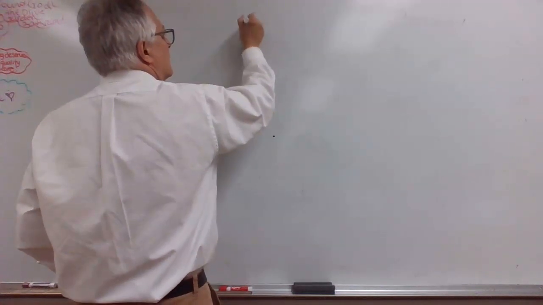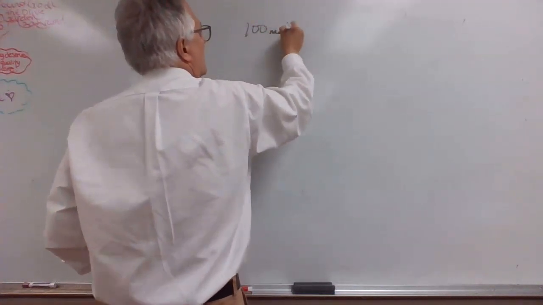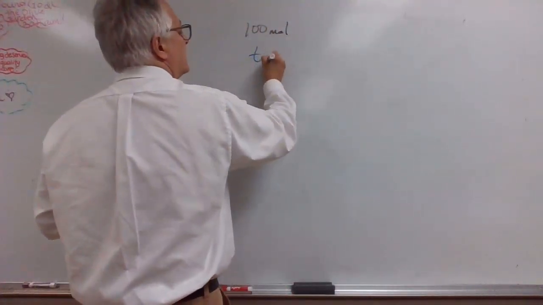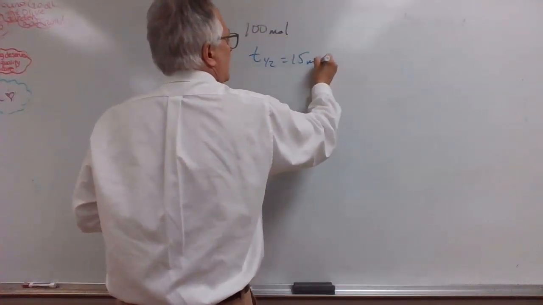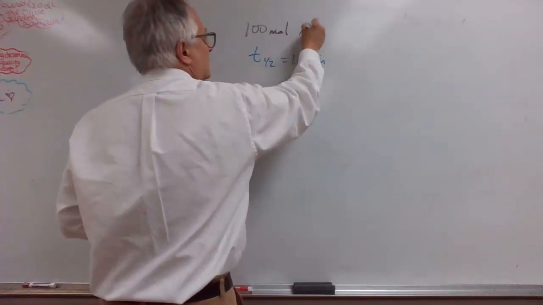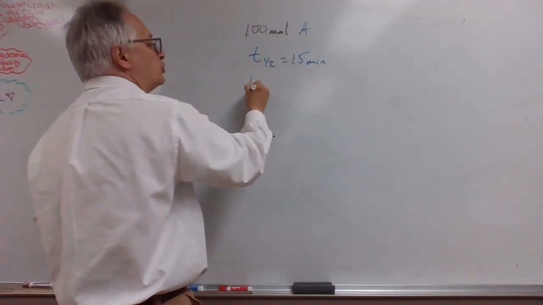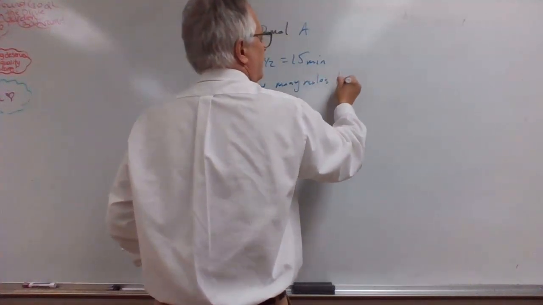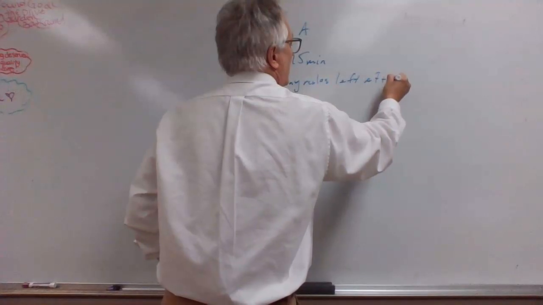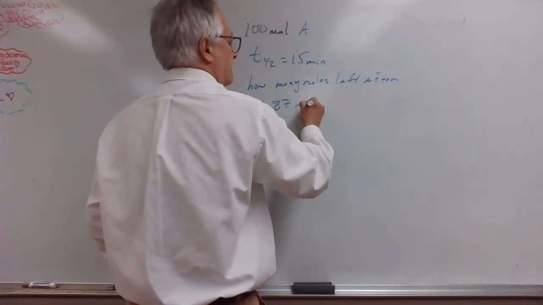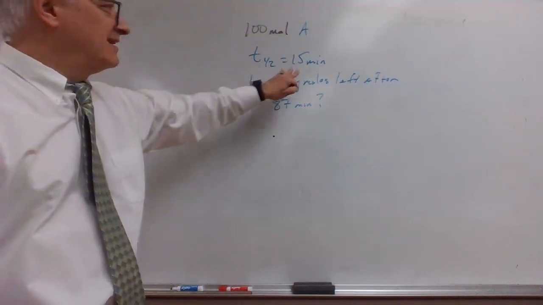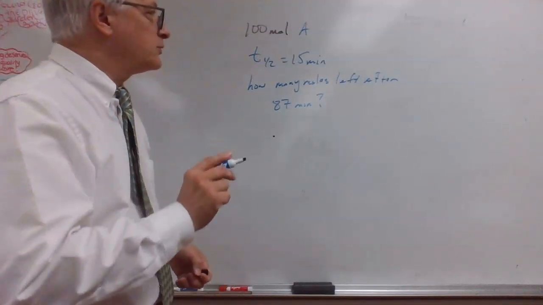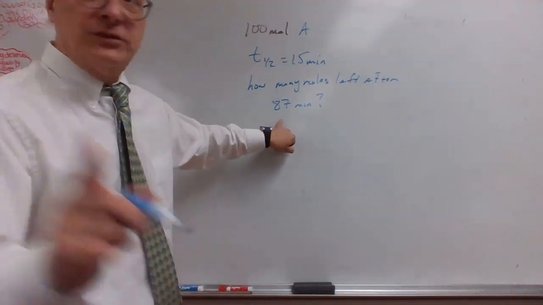We're going to have 100 moles, and the half-life is still 15 minutes. I say 100 moles of A, and I ask how many moles are left after 87 minutes. Thinking, well, I could divide 87 by 15, and I'm going to get some fractional amount. So here's what we do. We can do this one of two ways.